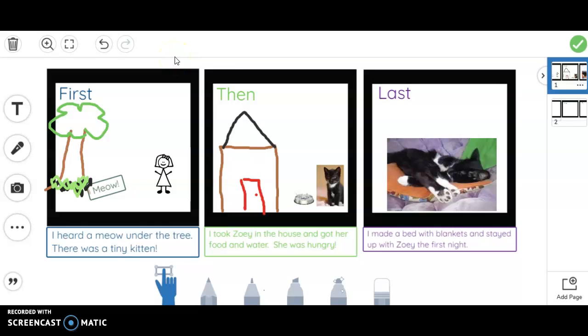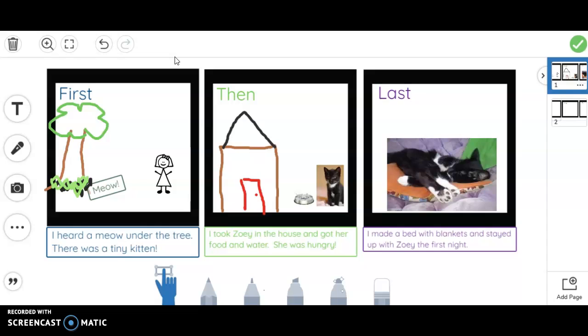For this activity, you are going to use that one time that you were helpful that you chose yesterday during the brainstorming activity. So I chose the very first day that we got and found our cat Zoe. So I was about your age, maybe a little bit older, and I'm going to show you how I did this activity, and then you can go to the next page in Seesaw to work on yours.